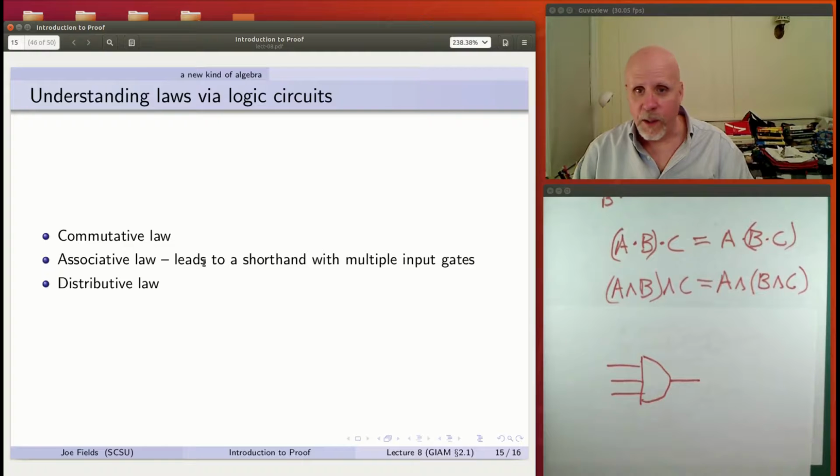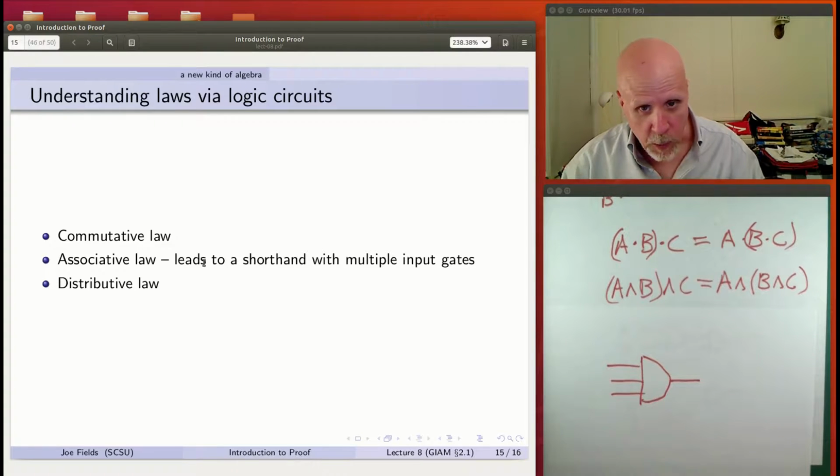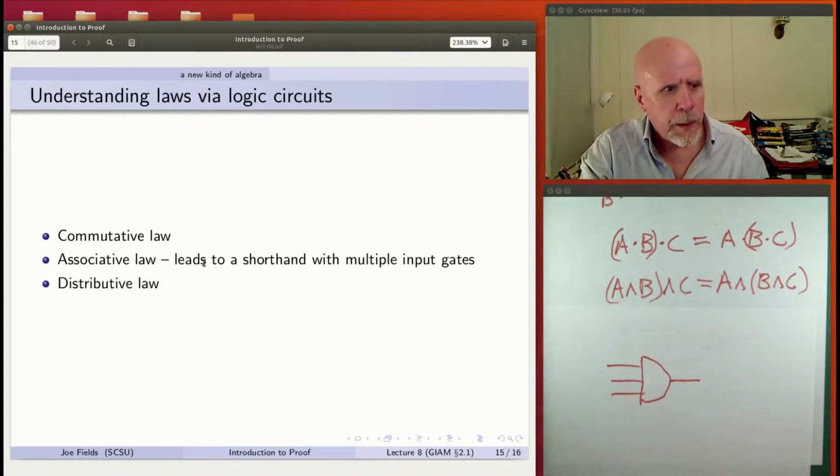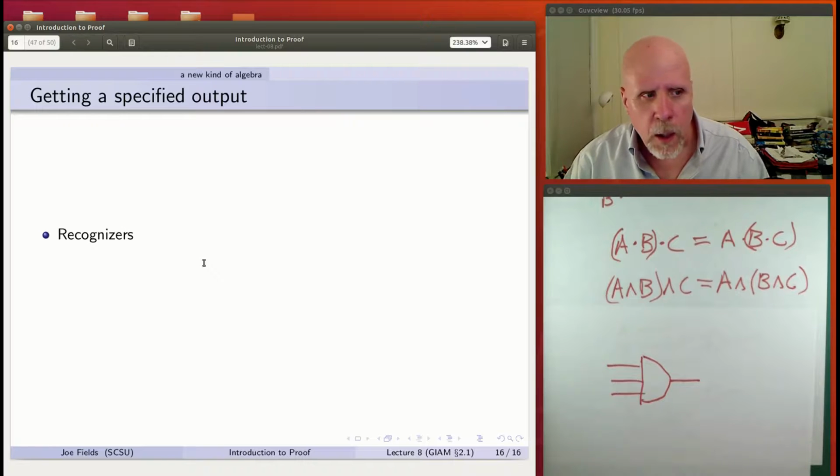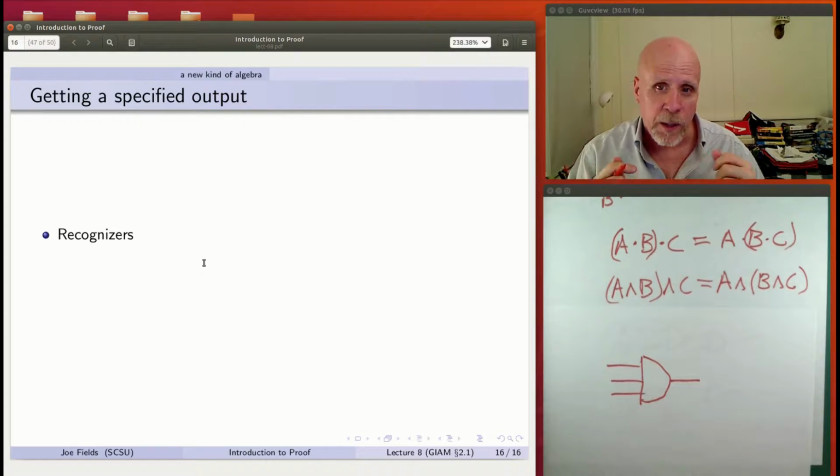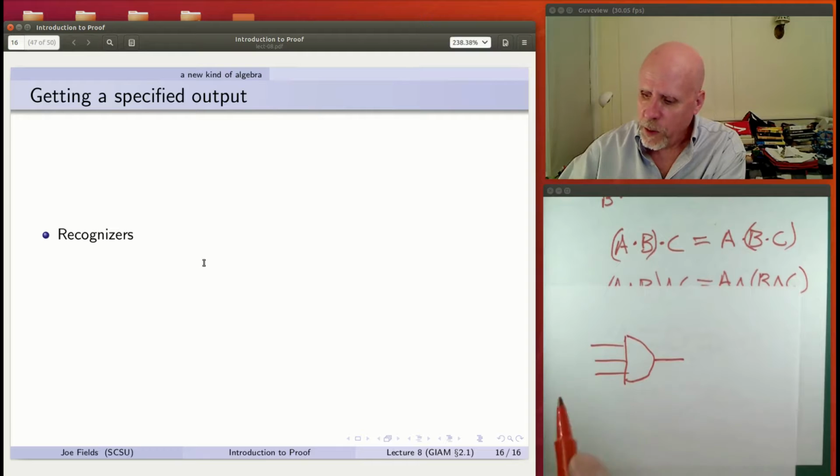The distributive law I don't want to talk about right now, but we will look at that in section 2.3. So it's coming. Okay, there's a concept that's going to be very useful for us in designing circuits that have particular outputs, but this also means coming up with Boolean expressions that have specified true-false patterns. There's the same idea. The concept is called a recognizer, and it comes from thinking about this sort of multi-input circuit.